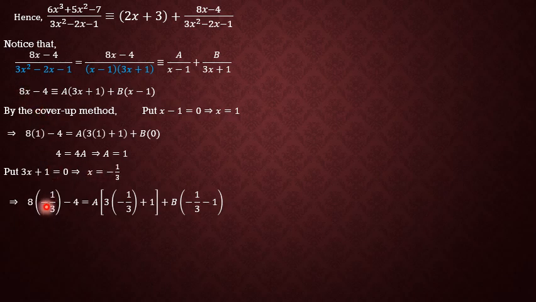So where I see my x, I'll put negative 1/3. 8 times negative 1/3, minus 4 equal to a times 3 times negative 1/3 plus 1, then plus b into negative 1/3 minus 1. So if I simplify this, I'll have negative 8 divided by 3, then minus 4 being equal to, sorry, if I simplify this, I'll have 0. It is clear, because if I take 3 multiplied with 1/3, this 3 will cancel with this other 3, so I'll be left with negative 1, and negative 1 plus 1 will just be 0. And then negative 1/3 minus 1 will give me negative 4/3.